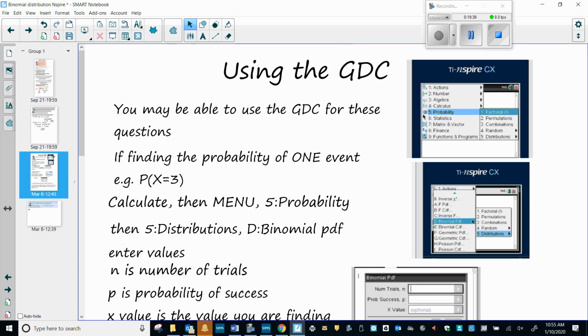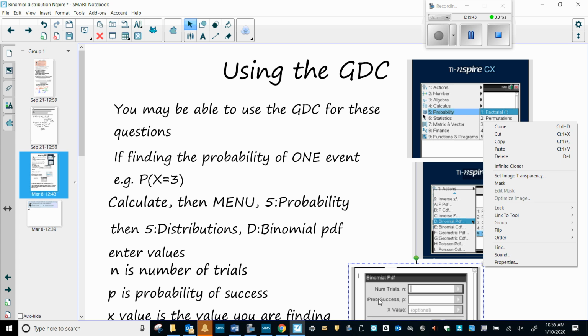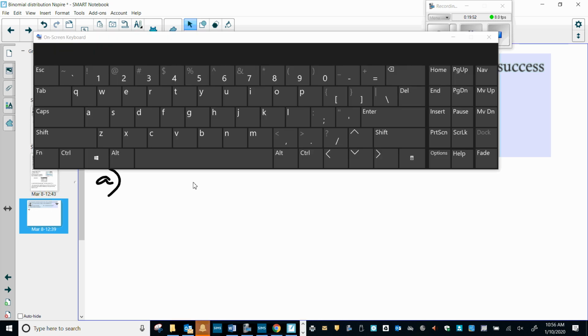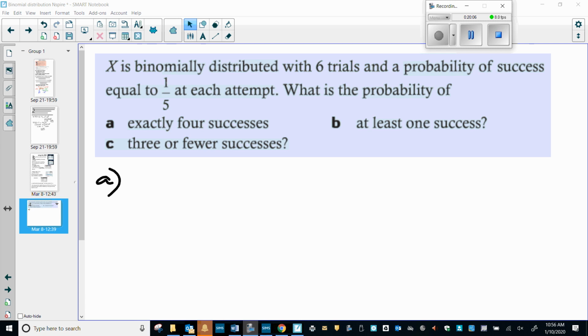Oh, let me try to copy this. How do I get it out?